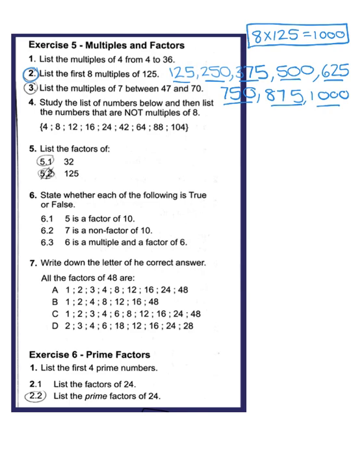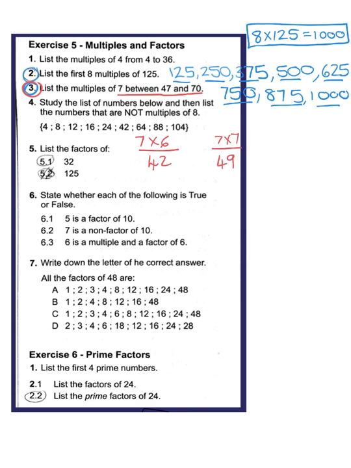Okay, the next one we're going to look at now is when they ask you to do the multiples here. Let me do this in a different color. List the multiples of 7, but they say between 47 and 70. Now let's look at our 7 times table. You know that 7 times 6 is 42, right? And 7 times 7 will be 49.